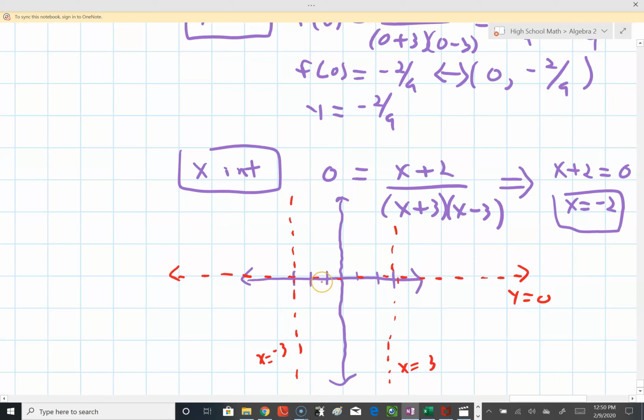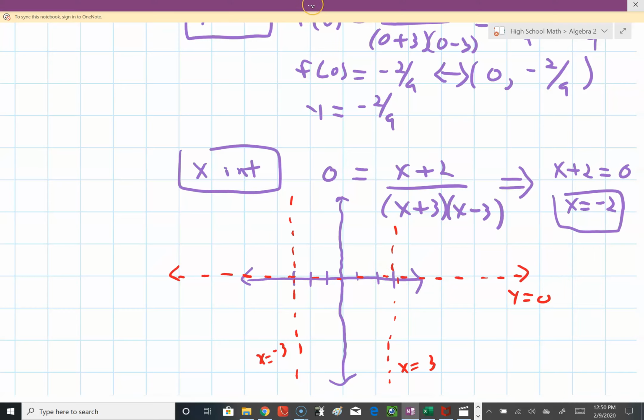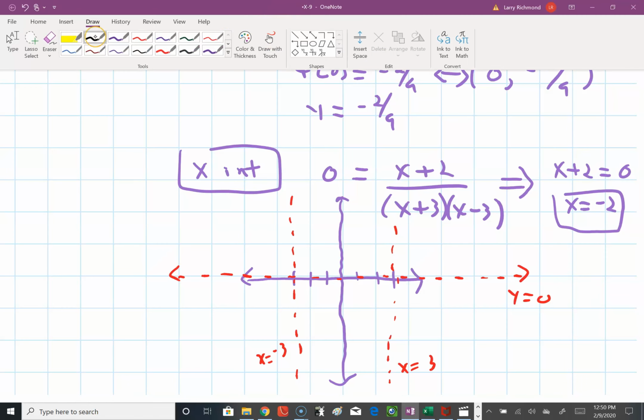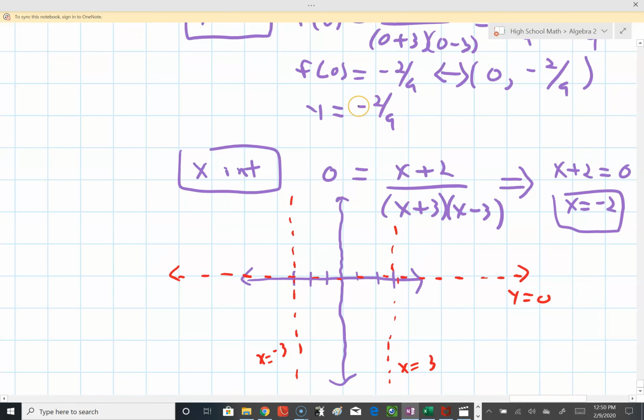Now remember, our graph can cross over the horizontal asymptote in between, but it'll approach it as we go to the infinities. So this graph is going to, you might say, have 3 parts. Something to the left over here, something between our vertical asymptotes, and something to the right. Well, let's plot our intercepts. We have a y-intercept at negative 2/9. That's slightly less than 0. We have our x-intercept at negative 2. That would be right here.